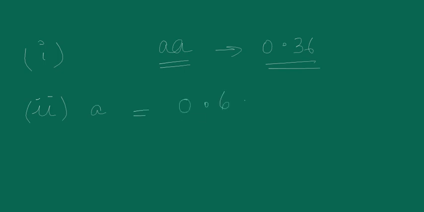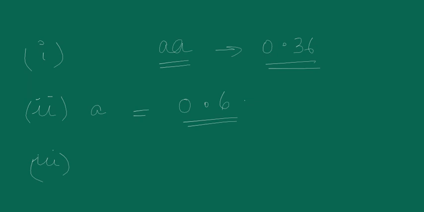So the first one's answer: they are asking about the frequency of the small a small a genotype. See, it means there are two small a's, so you can directly write 0.36, that is 36 by 100. The second one, they are asking about the frequency of the small a allele. That will be 0.6. And the third question, the frequency of the capital A allele.